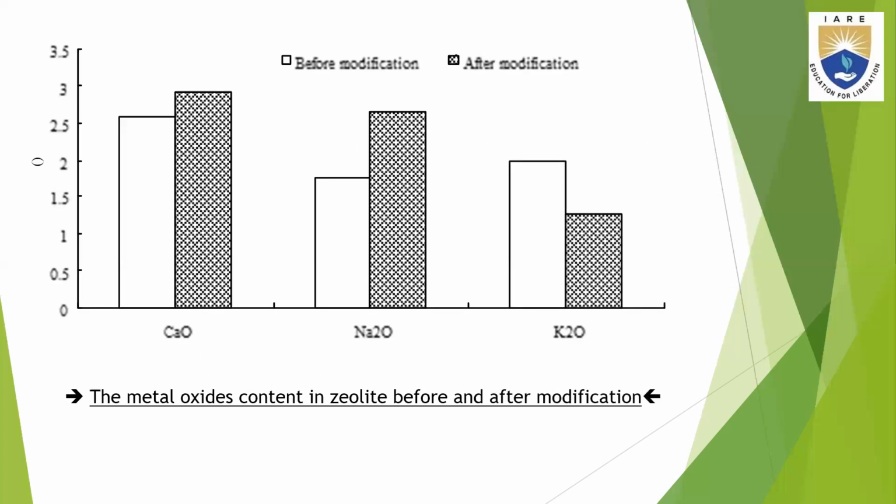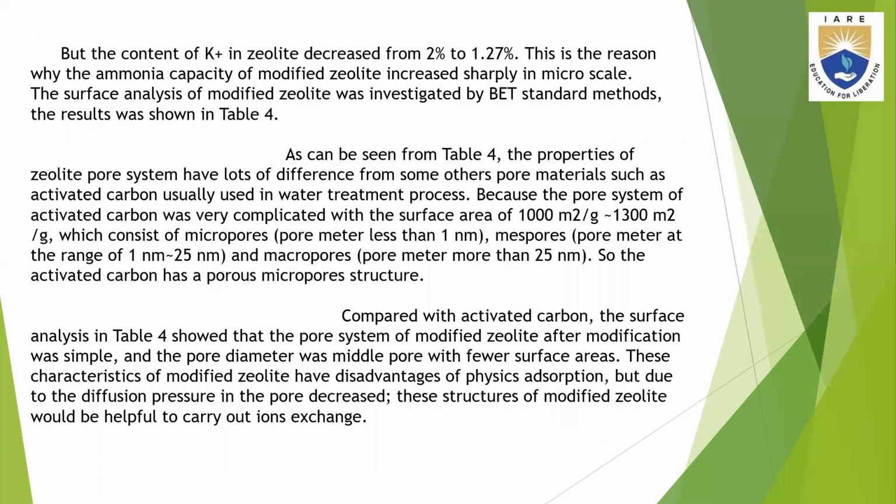This is the graph of the metal oxides content in zeolite before and after modification. The blank bar shows before modification, the other bar shows after modification. The content of K+ in zeolite decreased from 2% to 1.27%. This is the reason why the ammonia capacity of modified zeolite increased sharply. The surface analysis of modified zeolite was investigated by BET standard methods. The result was shown in table 4.